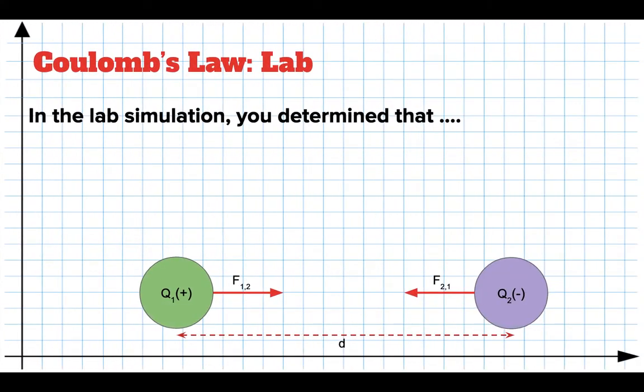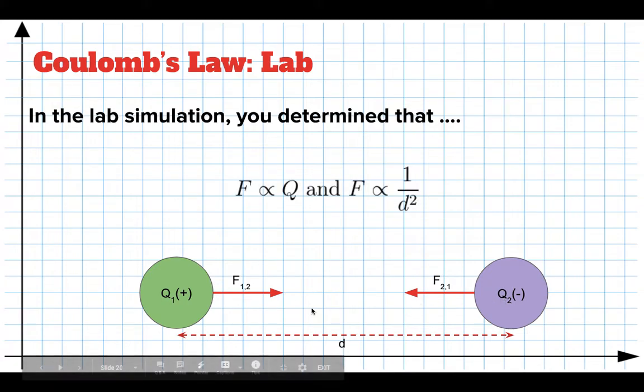You first of all asked how the force between two charges depends on the magnitude of one of the charges, Q2 for example, and what you found was that the force was proportional to the charge. When the charge got twice as big, the force got twice as big. There's a direct relationship. The second thing you found was that as the distance between the charges got bigger, the force got smaller. And you probably were able to eventually figure out that if you graph 1 over d squared, there was a direct relationship between the force and 1 over d squared.